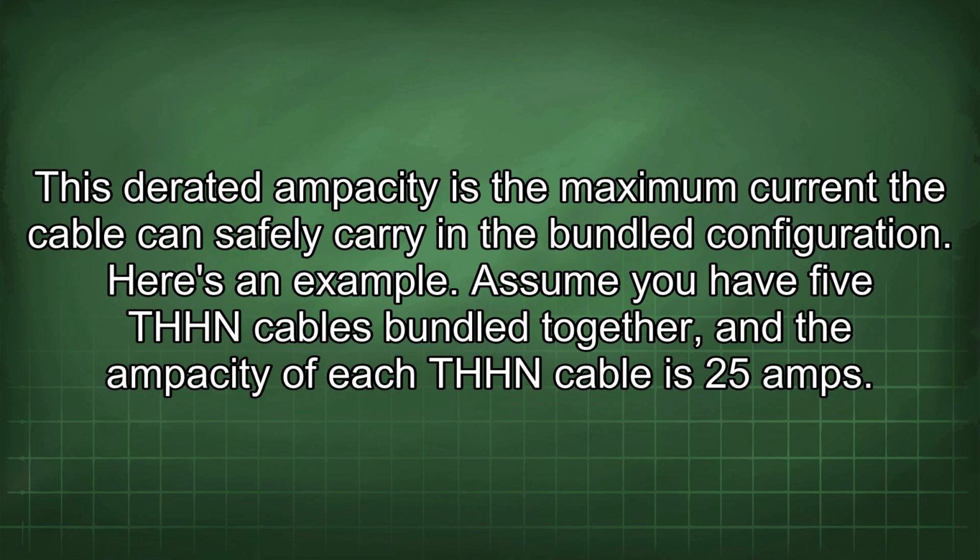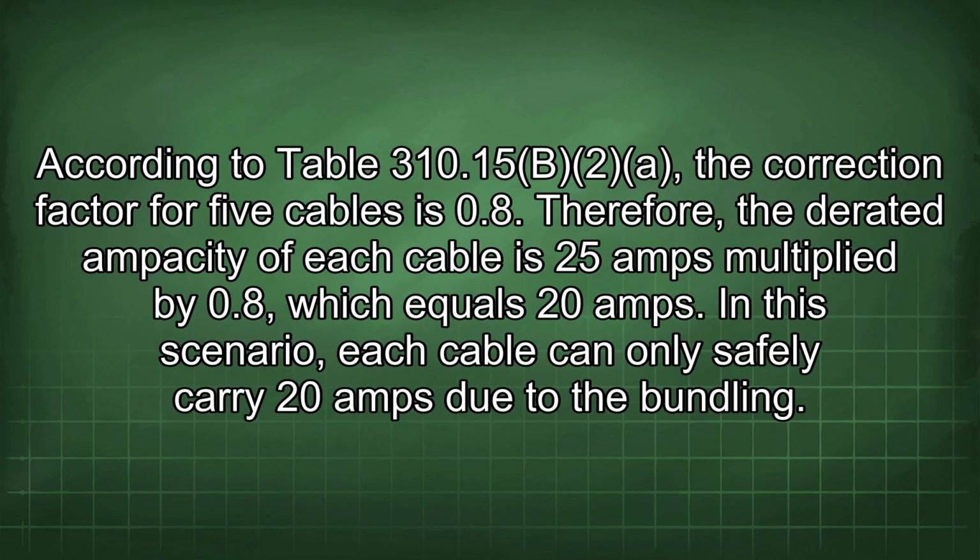Here is an example. Assume you have 5 THHN cables bundled together, and the ampacity of each THHN cable is 25 amps. According to Table 310.15(B)(2), the correction factor for 5 cables is 0.8. Therefore, the derated ampacity of each cable is 25 amps multiplied by 0.8, which equals 20 amps. In this scenario, each cable can only safely carry 20 amps due to the bundling.